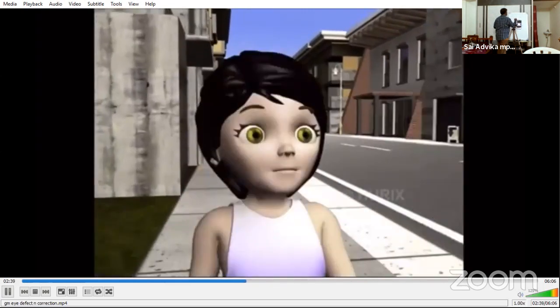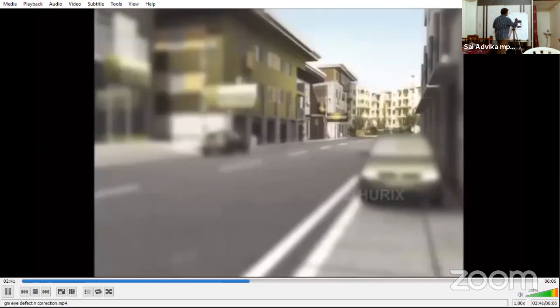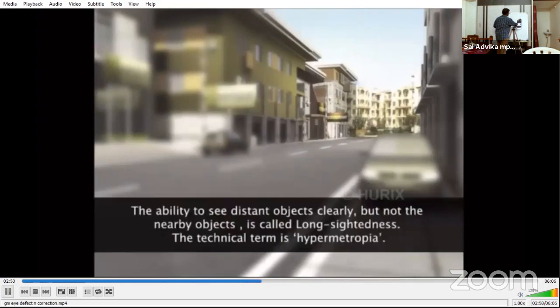Tony was able to read all the signboards, while his other friend was able to read the name of the distant restaurant, but cannot read the name on the nearby signboard. The ability to see distant objects clearly, but not the nearby objects, is called long-sightedness. The technical term is hypermetropia.